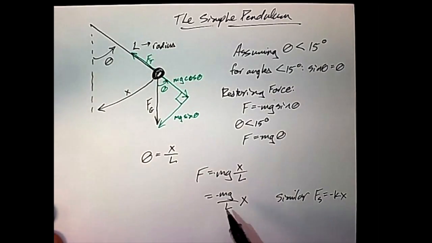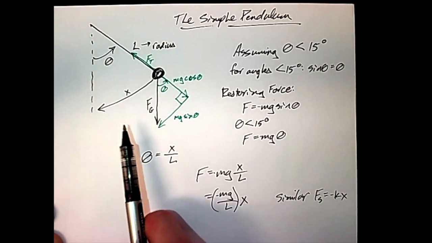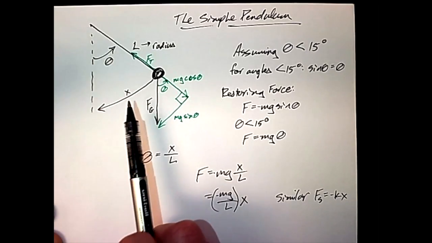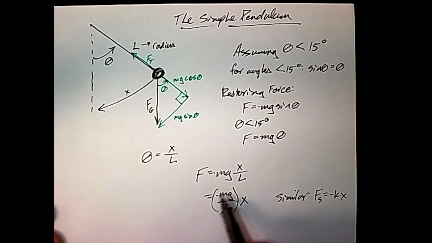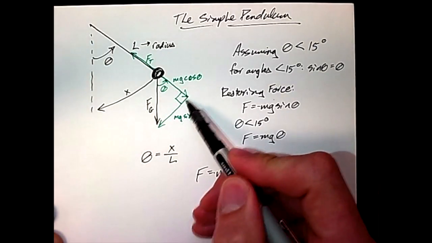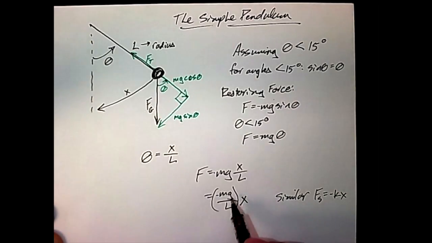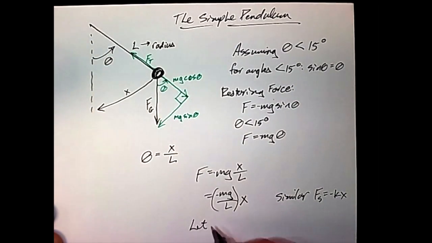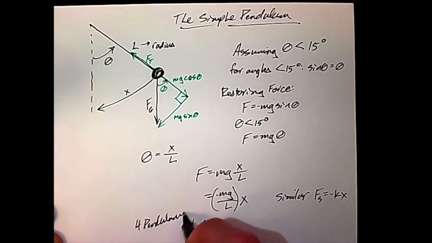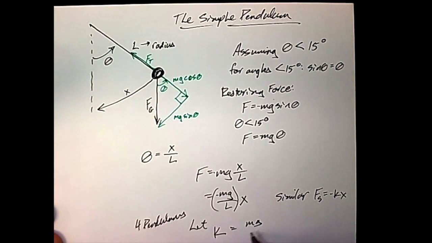And so that means that mg over L in this particular system, which is a pendulum, which doesn't actually have elasticity, mind you, it just has the force of weight as a function of its length, giving it a restoring value that pulls back towards the opposite direction. You can imagine that if I think of it like this, then that means for pendulums, we can let k equal mg over L.